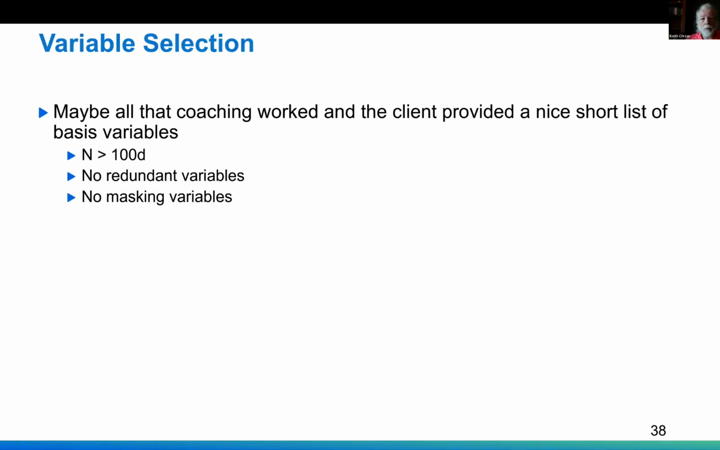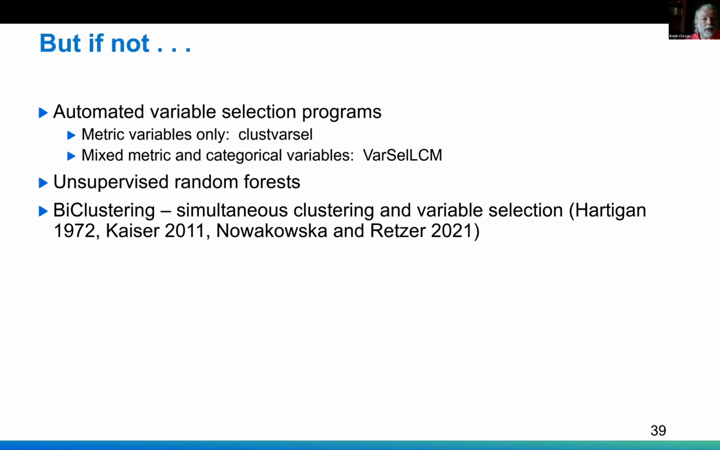And maybe all that coaching worked and the clients provided us a nice short list of basis variables that don't include redundant and masking variables. But of course, we don't know that. So I still think we need to do variable selection. How do we do it? At the Sawtooth Software Conference in 2021, Evan Owakowska and Joe Retzer talked about something called biclustering. I'd encourage you to get the conference proceedings and look at their paper because I thought it was a really good one. I had never heard of biclustering, but while it's got some drawbacks, it's also kind of a neat method. So take a look at that.